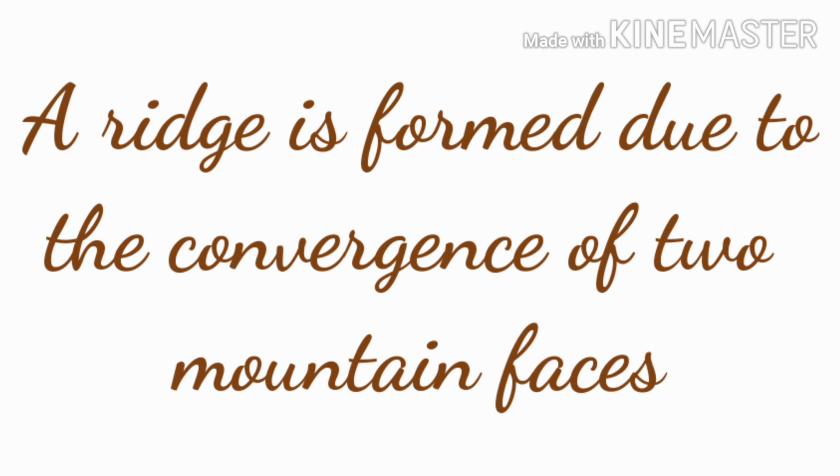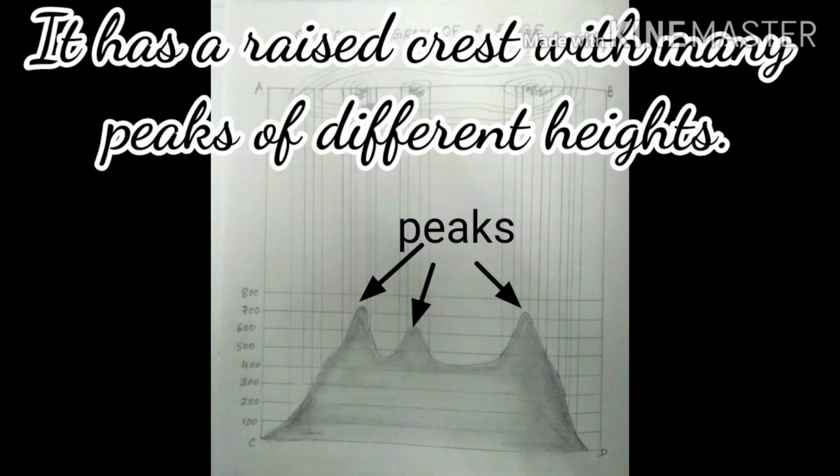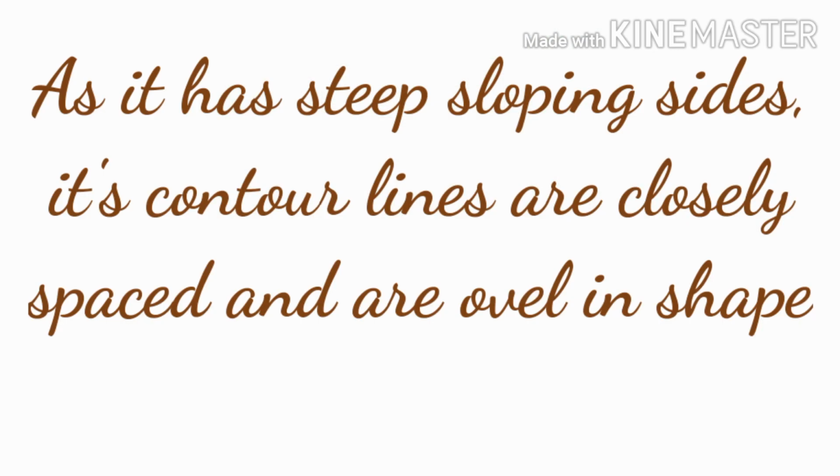A ridge is formed due to the convergence of two mountain faces. It has a raised crest with many peaks of different heights. As it has steep sloping sides, its contour lines are closely spaced and are oval in shape.